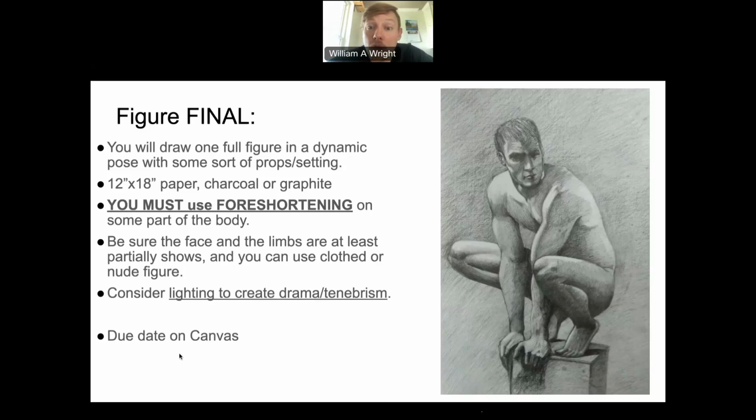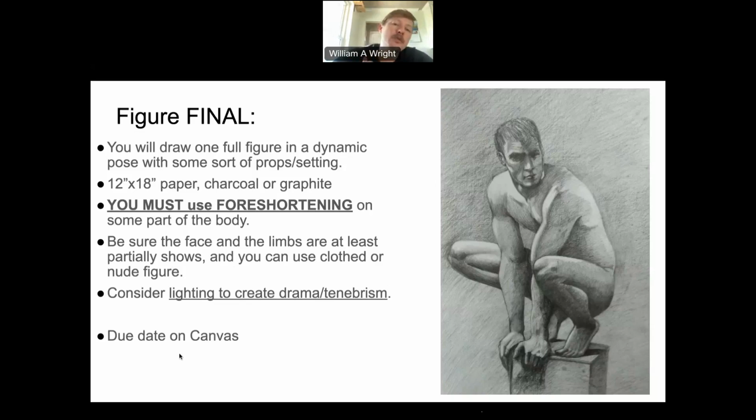You can use any figure model poses that you find on other websites. You can use a figure drawing book, but it better be a picture of a person. It cannot be a drawing of a person. Please do not copy a drawing. Certainly, as always, do not draw from your head. You're going to need to draw from life.